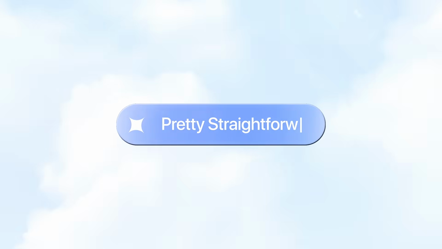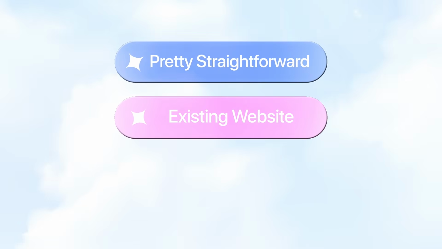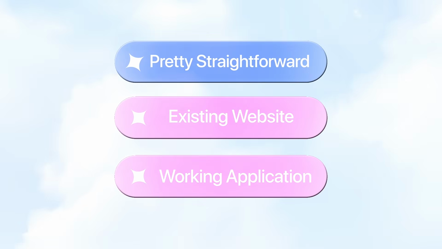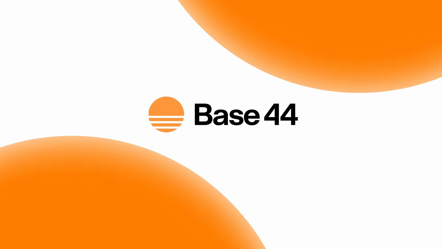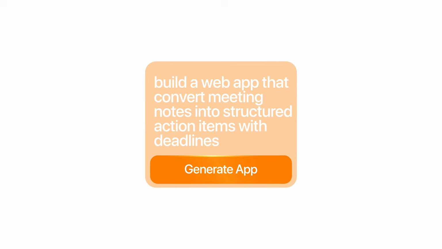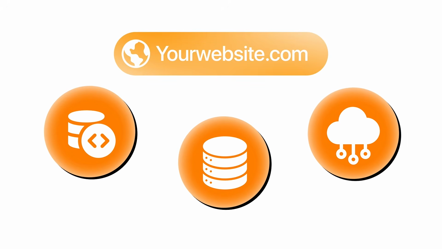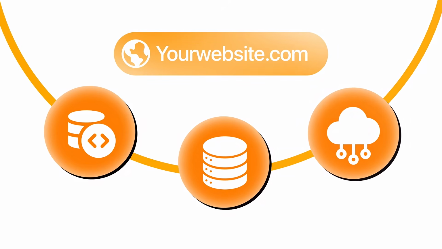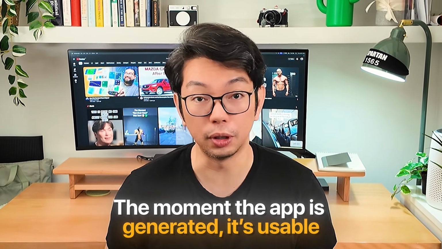So before anything else here, we do need a tool that can take an idea and then turn it into something real, really fast. The task here is pretty straightforward. We're supposed to take an existing website and then recreate it as a working application, not just a visual mockup. And that's where Base 44 comes in, because Base 44 lets you describe what you want in plain English, and then it generates a live web app with the backend, the database, and hosting already handled for you. There's no setup phase and no technical translation in between. The moment the app is generated, it's usable right away.